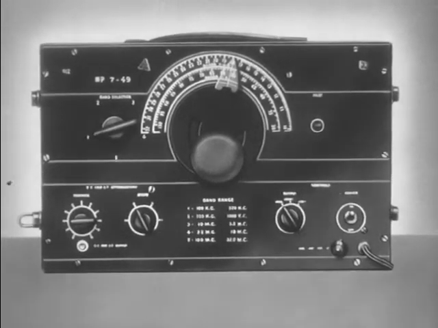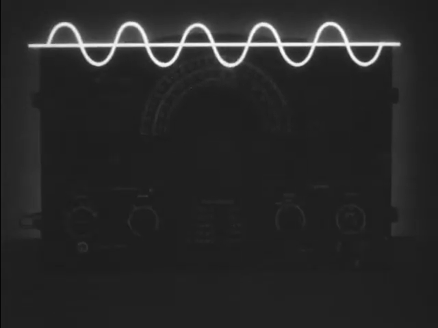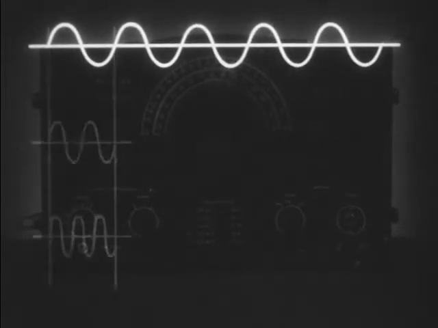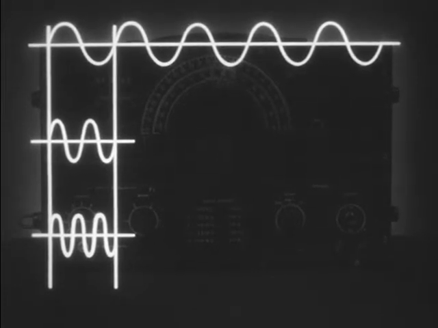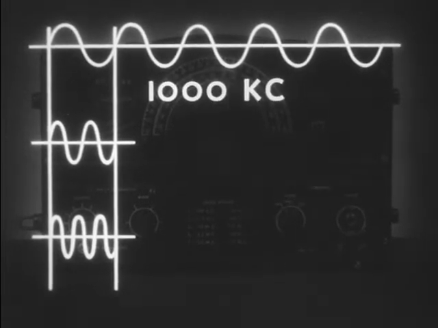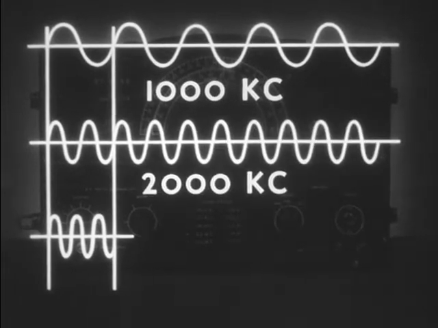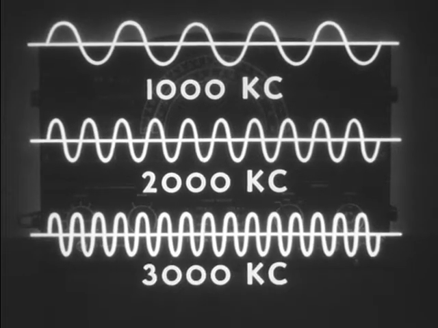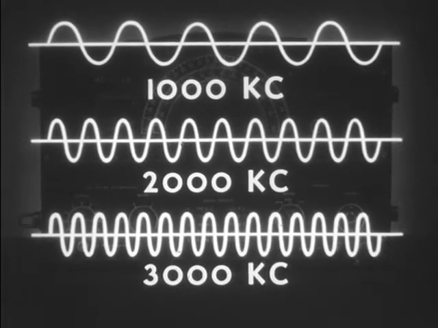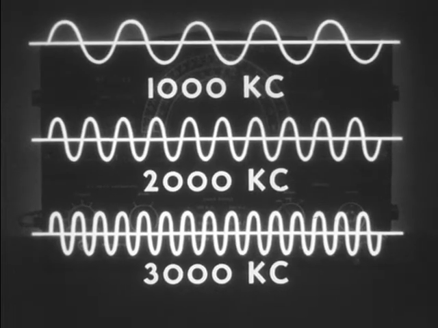In addition to the fundamental frequency generated by an oscillator, it may also produce several frequencies which are multiples of the fundamental, although weaker. For example, if the tuned frequency is 1,000 kilocycles, a weaker signal may be generated on 2,000 kilocycles, 3,000 kilocycles, and so on. Some signal generators utilize these harmonic frequencies to extend the range of the generator.